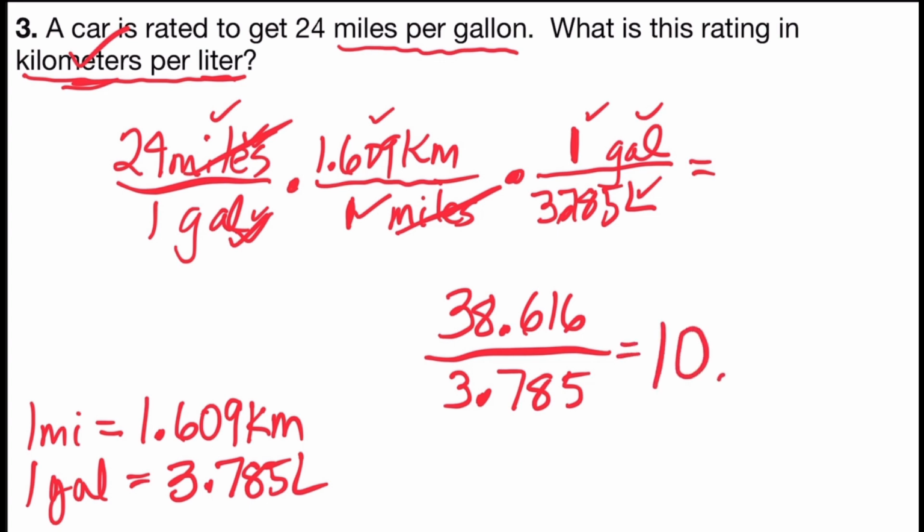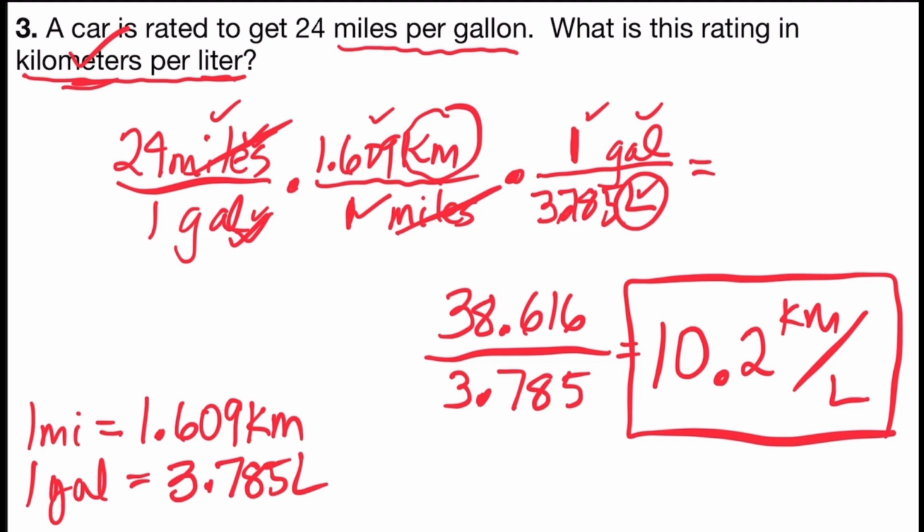I would get approximately 10.2, and my unit in the numerator now is kilometers, and my unit in the denominator now is liters. And so my answer would be 10.2 kilometers per liter.